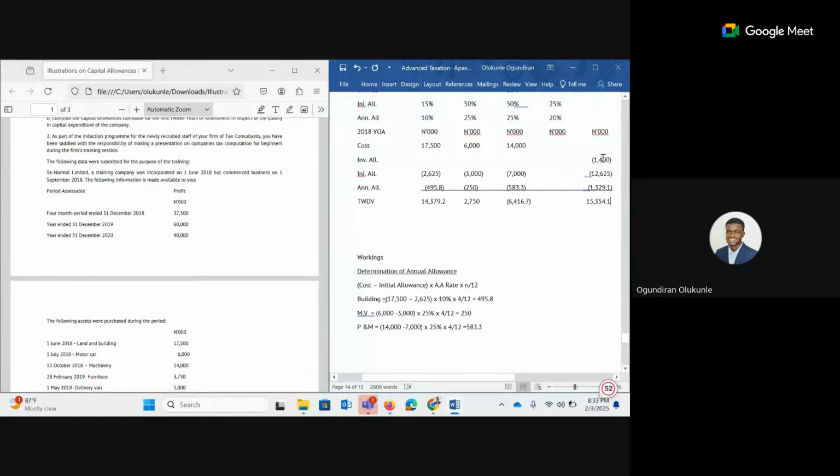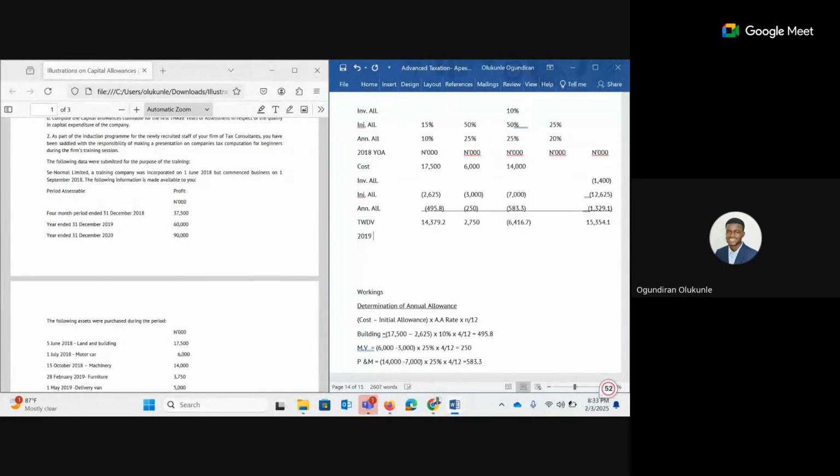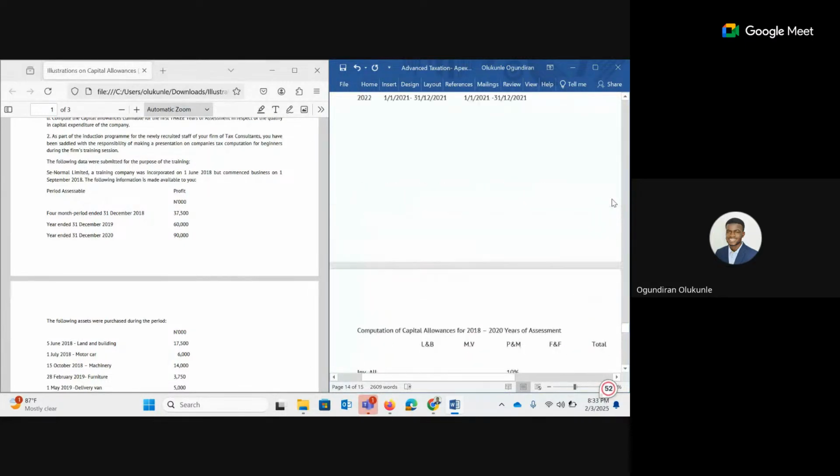All right. So you are adding up the allowances. That's what I said. 14 plus 12, 65 plus... 20. All right. So let's do the next year, 2019 YOA. Yes. So we have additions because we bought additional assets during that year.